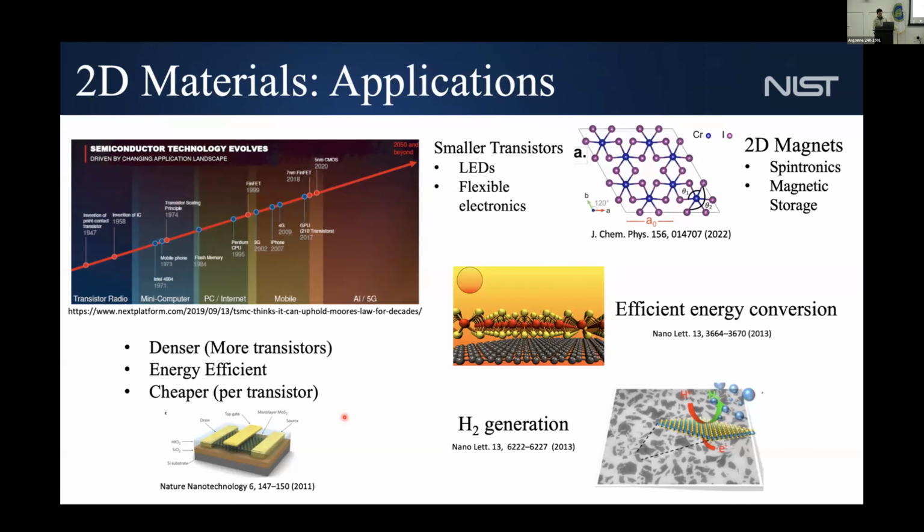I don't think 2D materials need much of an introduction. They've been a very hot field for the last 15 or so years. They're the next logical step for smaller electronics, so smaller transistors, LEDs, flexible electronics. There are also very interesting properties different than the bulk that make them suitable for things like 2D magnetic devices, spintronics, hydrogen production, energy storage, and there are several more applications as well.